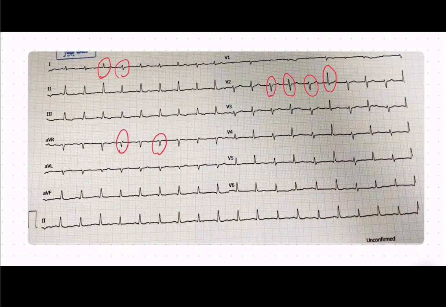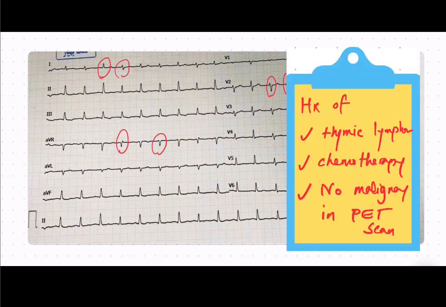We had relatively low voltage QRS complexes with obvious electrical alternans, strongly suggesting a diagnosis of severe pericardial effusion. Our patient had a previous medical history of thymic lymphoma and, having undergone chemotherapy 2 years ago, showed no detectable malignancy in PET scan 1 year ago.